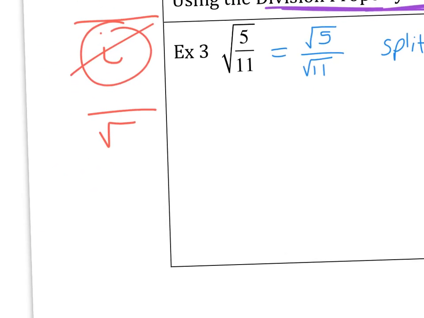Just to give you a quick reminder, if I had the square root of 3 and you multiplied it by the square root of 3, anyone know what you get? You get 3. Why? Well, because the square root of 3 times the square root of 3 is the square root of 9. Clean that up. The square root of 9 is just 3.